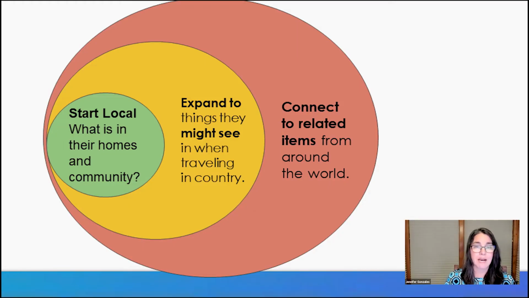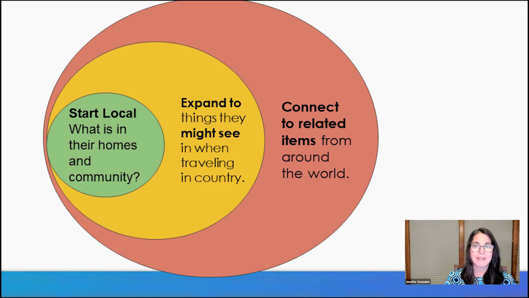If somebody's going to talk about what I'm wearing to somebody else, I need those words. I don't need some of the other words. I can get to those words as we expand out. So I like to think of this as start local, start where they are, what they know. Expand out. So I think of it kind of like rings together.